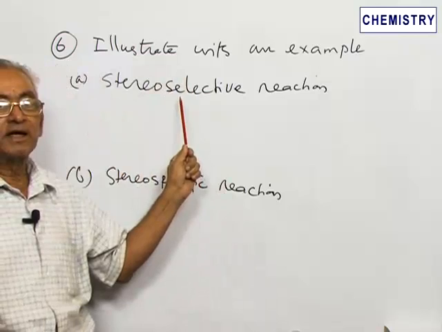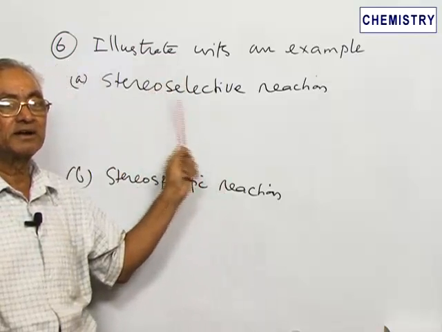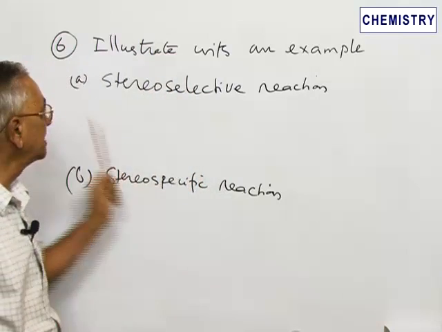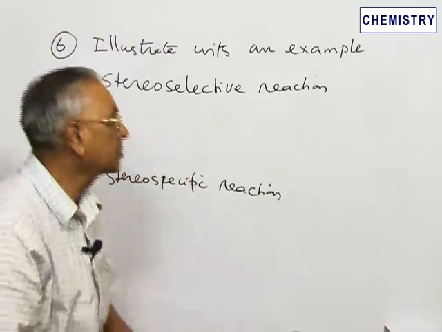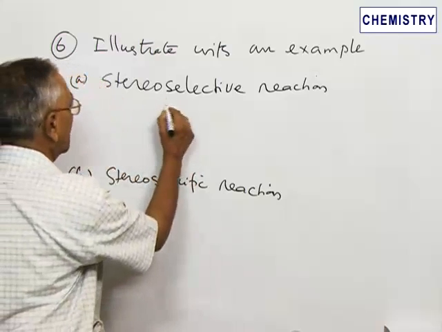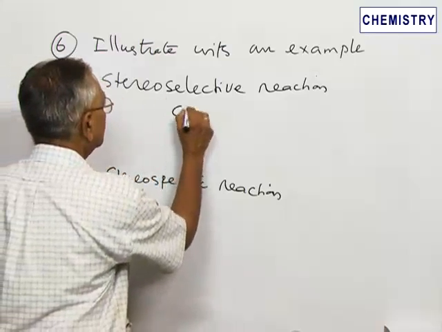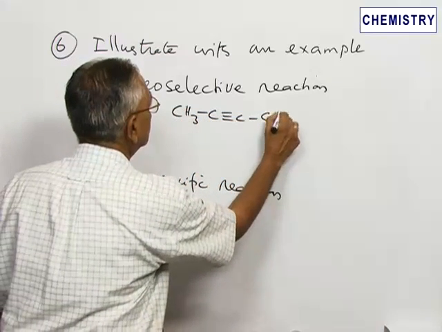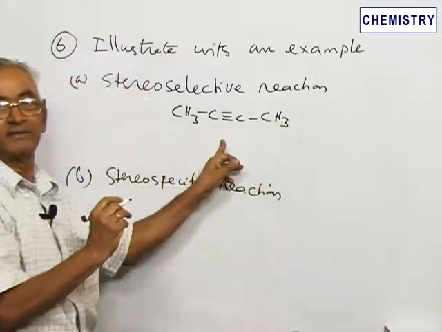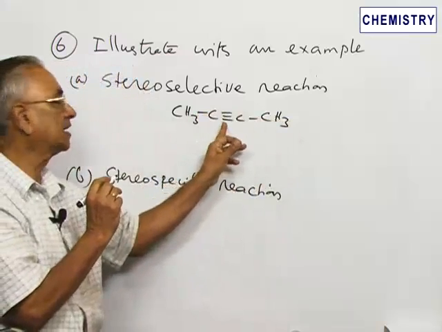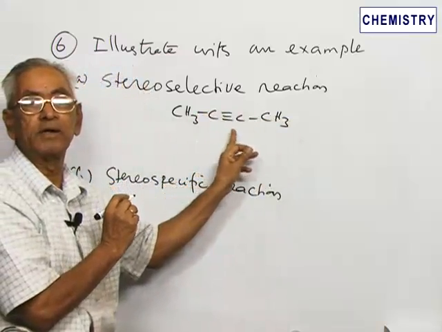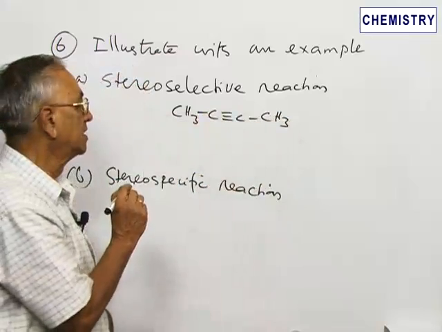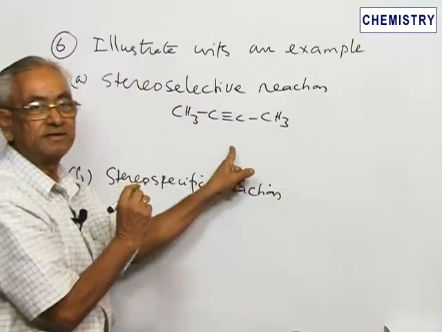First, a reaction is said to be stereoselective when it gives two different products from the same starting material. As for example, we will take CH3, C triple bond C. This is actually 2-butyne. This is a 4-carbon system containing an acetylenic bond between 2 and 3 carbon atoms. The starting material is the same.